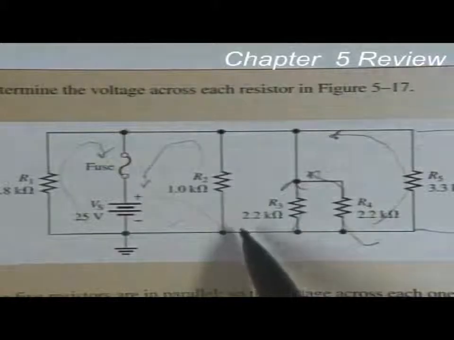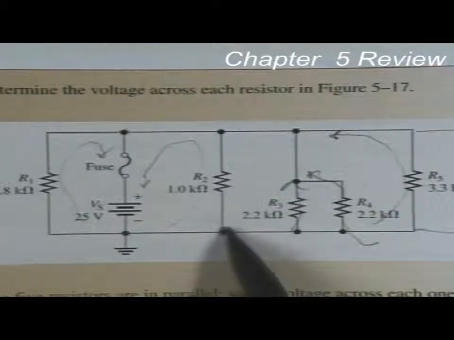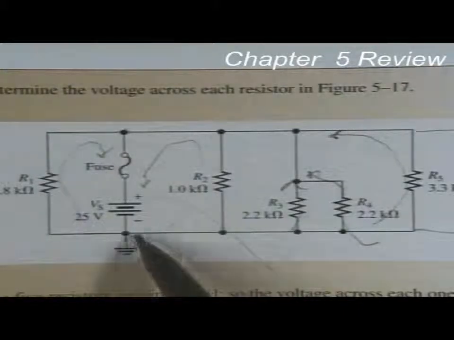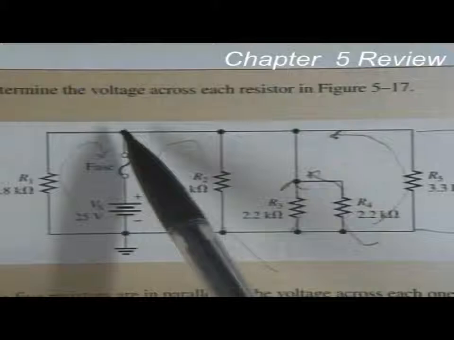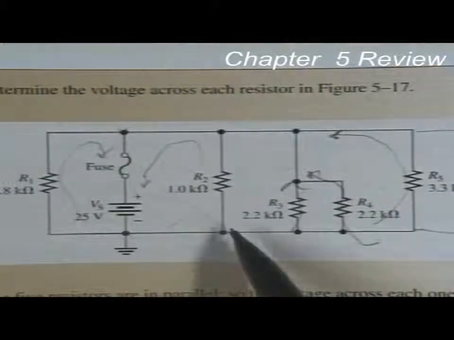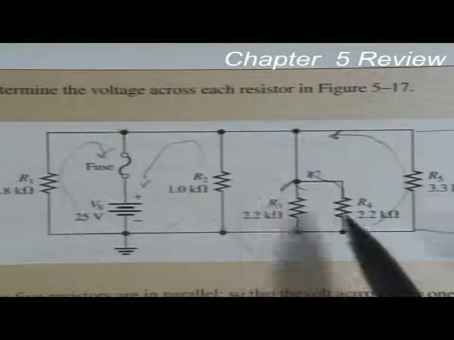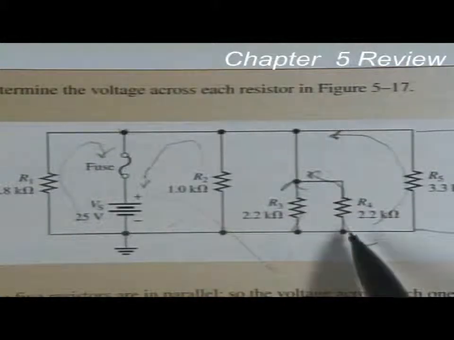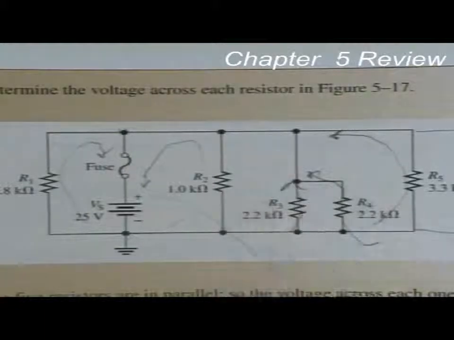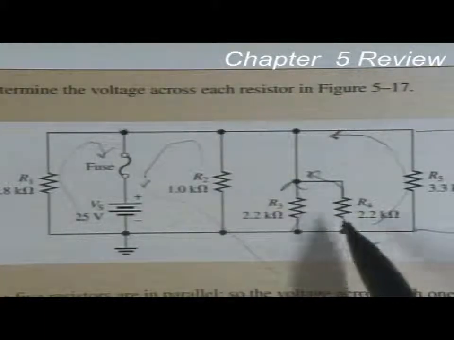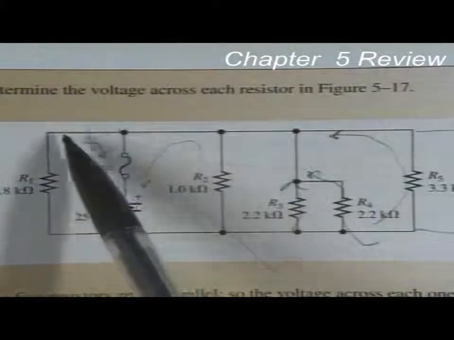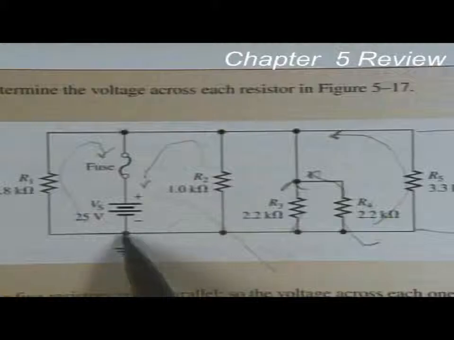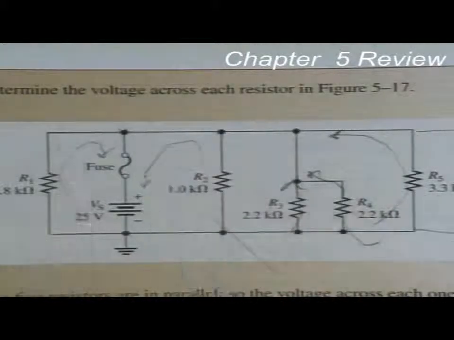The voltage across this resistor R2, from this point to this point, will be 25 volts. Let's call these nodes. So the voltage across this node and this node are the same. The voltage across this node and this node are the same. Same for this node and this node. So we know that the voltage is going to be 25 volts all along this line, 25 volts from negative, which is ground, to positive.